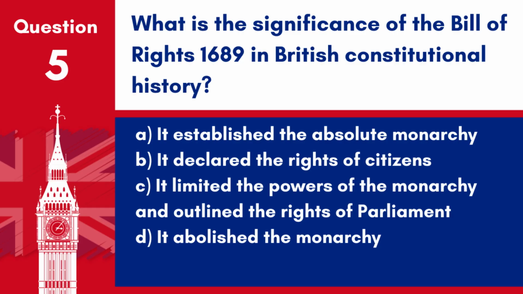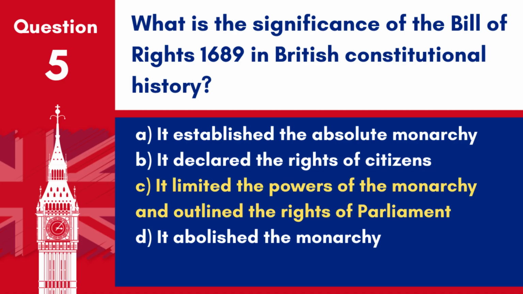Question 5. What is the significance of the Bill of Rights 1689 in British constitutional history? A. It established the absolute monarchy. B. It declared the rights of citizens. C. It limited the powers of the monarchy and outlined the rights of Parliament. D. It abolished the monarchy.